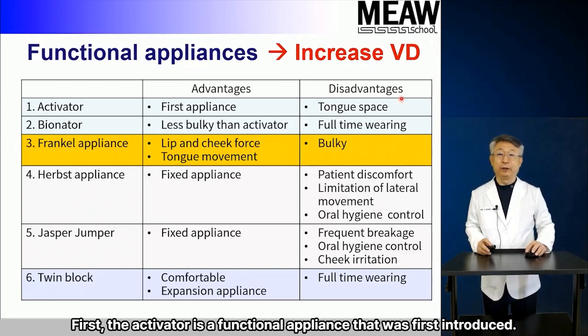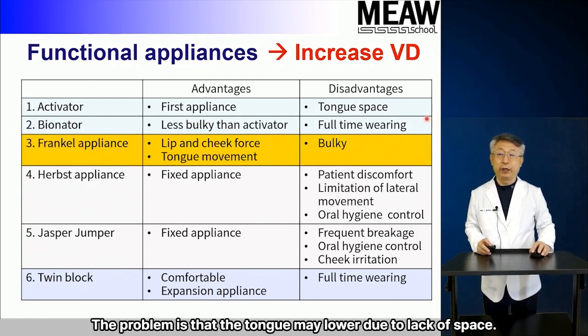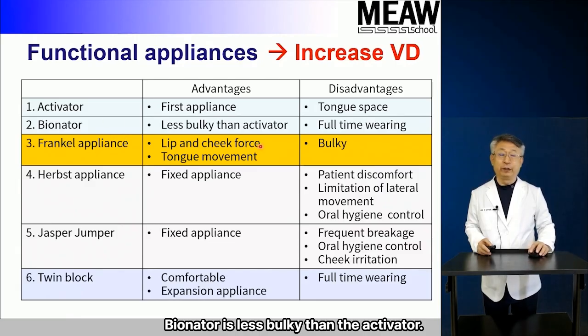First, the activator is a functional appliance that was first introduced. The problem is that the tongue may lower due to lack of space. Bionator is less bulky than the activator. This appliance must also be worn full-time.